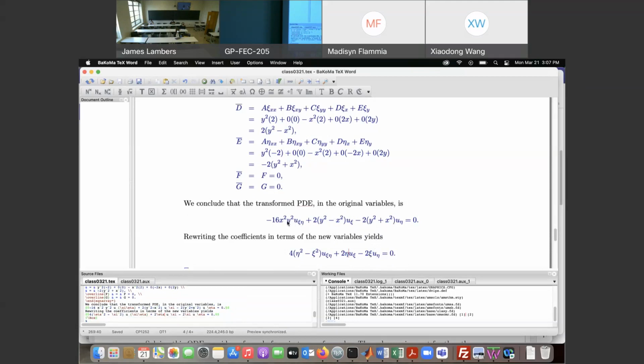And then, it turns out that eta squared minus xi squared works out to be minus 4x squared y squared. So that allows me to substitute, to replace this x squared y squared with this. So this coefficient expressed in terms of xi and eta becomes this.